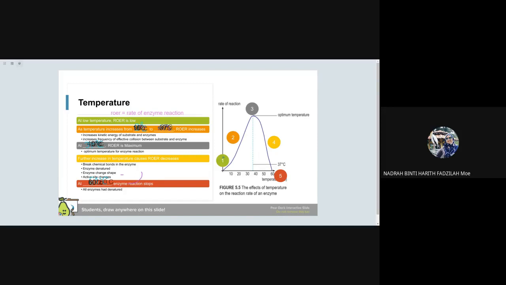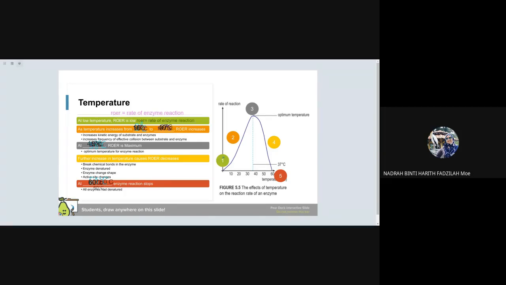Bagus. Kemahiran kamu membaca graf sangat baik. Okay. So, kita tengok ya. Pada titik satu, okay, around 0 degree Celsius, macam tu kan. At very low temperature, rate of enzyme reaction is low, kan? Sebab dia apa? Kadar dia nilai dia adalah rendah.